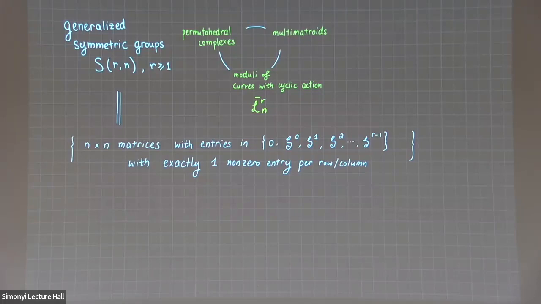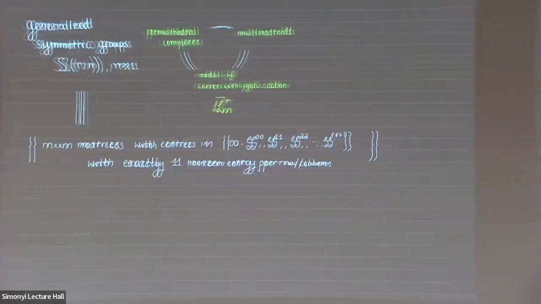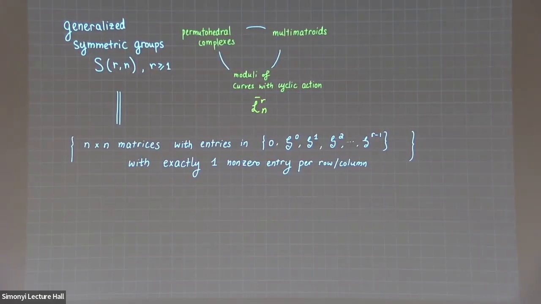So let me just say what these objects are. First of all, let me say what a generalized symmetric group S_R^N is, for each R and N. These are matrices with entries in the union of zero and the Rth roots of unity, such that there is exactly one non-zero entry in each row and column. So you can see that when R is equal to one, you get back the symmetric group.